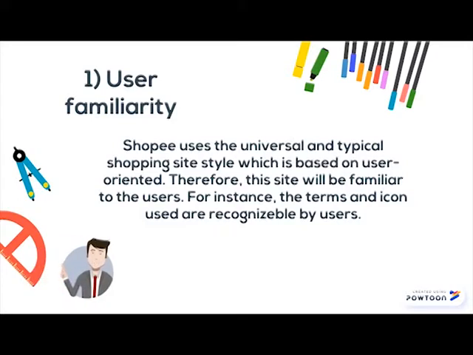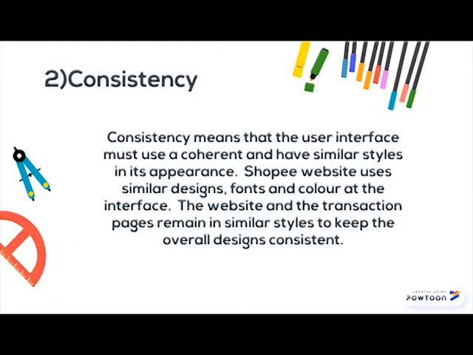Firstly, user familiarity. Shopee uses the universal and typical shopping site style, which is user-oriented. For instance, the terms and icons used are recognizable by users. Secondly, consistency. Consistency means that the user interface must be coherent and have similar styles in its appearance. The Shopee website uses similar designs, fonts, and colors in its interface. The website and the transaction pages remain in similar styles to keep the overall design consistent.